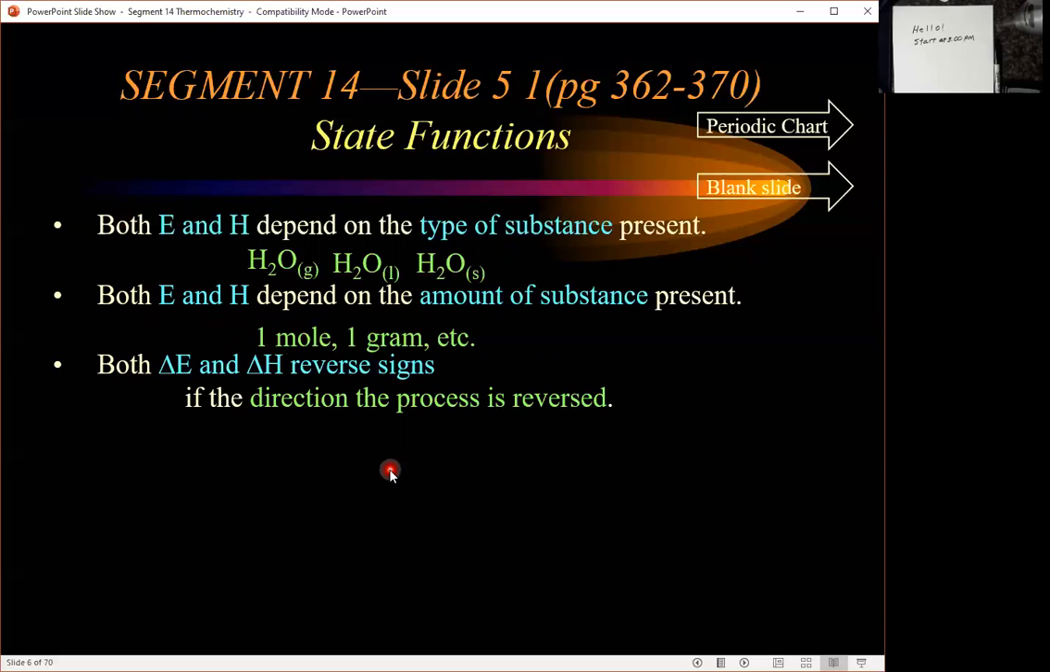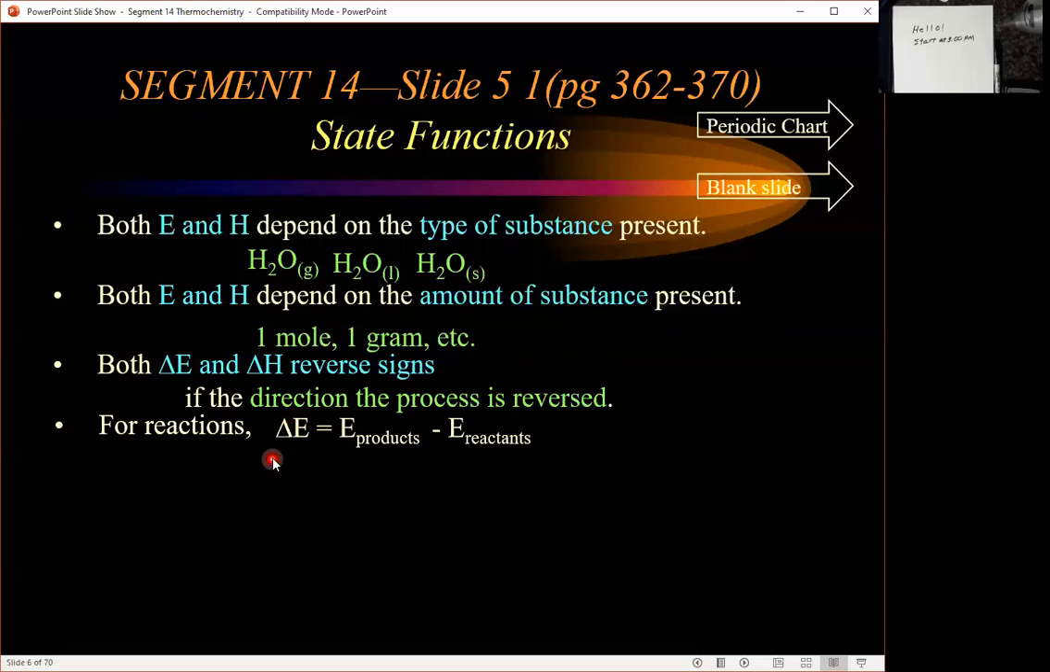Delta E and delta H both change signs if the direction of the process is reversed. So if you've got a reaction going in one direction and maybe it gives off heat, and you imagine the reaction going the other direction, you would get the same heat, but the sign would be reversed. If it's coming out in one case, it's going in the other.